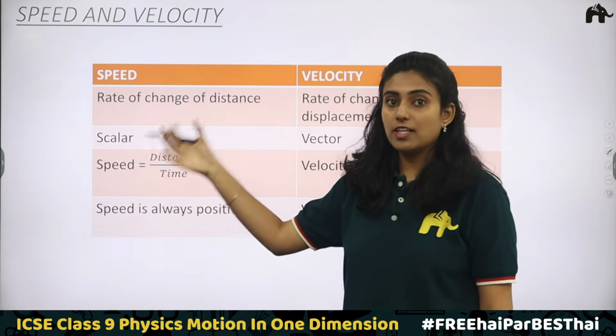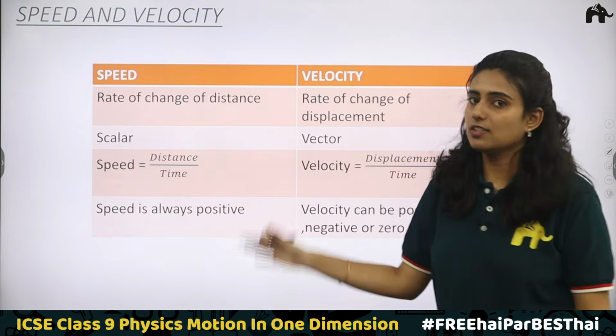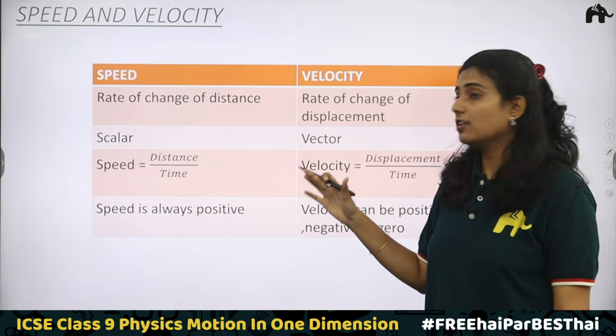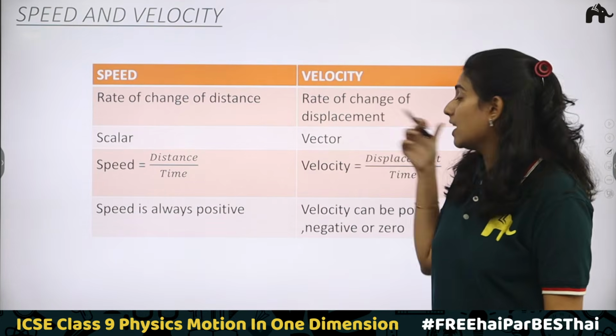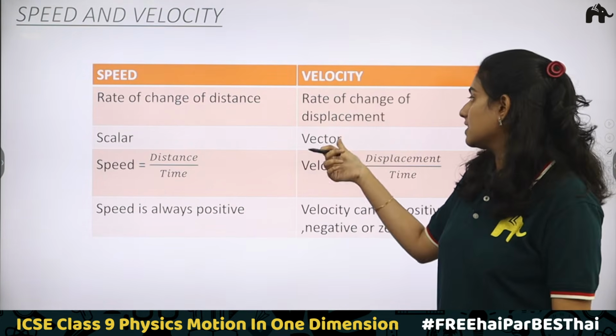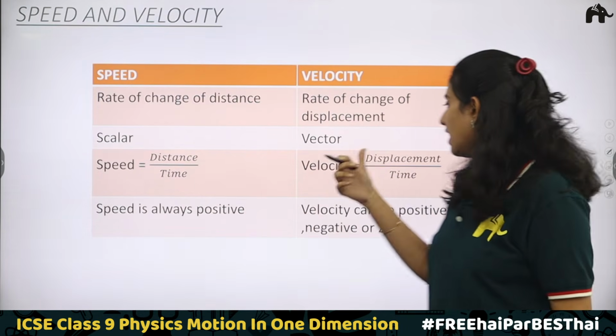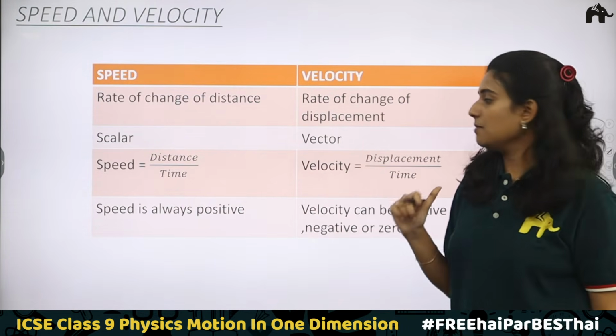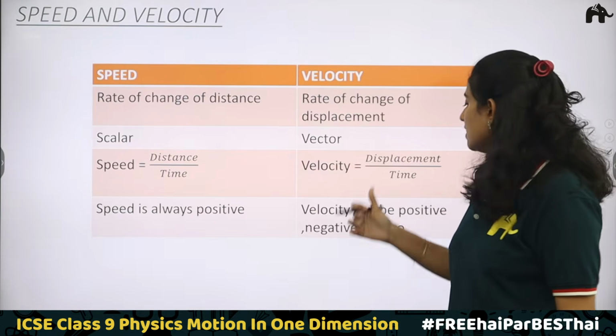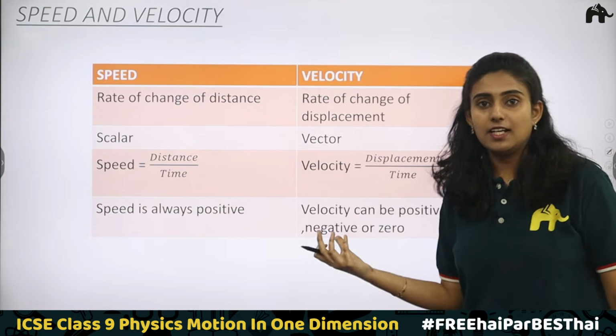Speed is a scalar quantity because it is not dependent on the direction. It does not depend on the path. Whereas velocity depends on the path, therefore it is a vector quantity. Speed is distance by time and velocity is displacement by time. Speed is always positive, velocity can be positive, negative or 0.